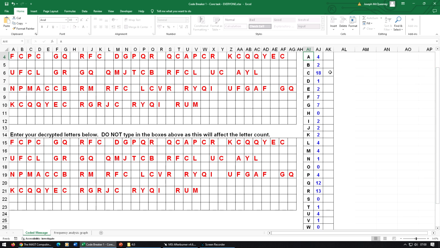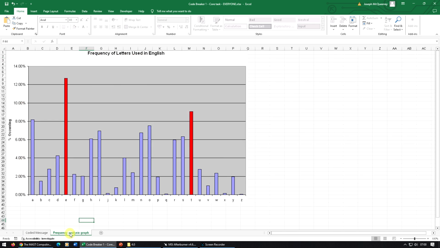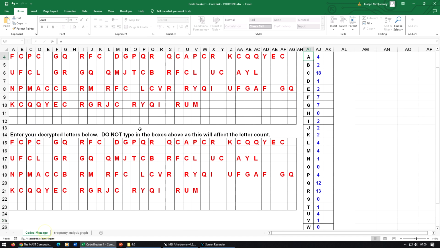The reason why that is important is because if we go to the frequency analysis graph, this is the frequency of letters used in English. So if you had hundreds, maybe even thousands of pieces of writing and you counted all the letters, this is what you would get. I've highlighted E and T because this is a short message. Those are the only two letters that we can rely on within the message.